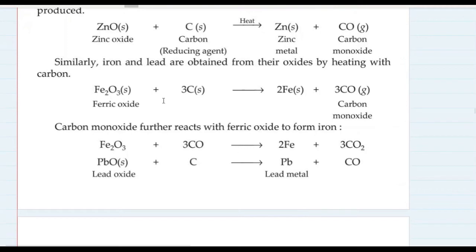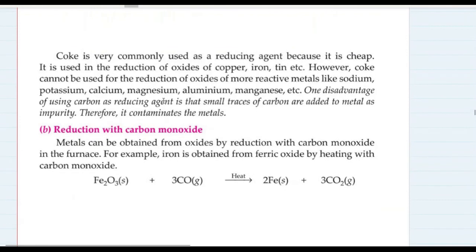They are heated with reducing agents and they give out pure metal and carbon dioxide or carbon monoxide. So coke is very commonly used as reducing agent because it is cheap. Okay, it is used in the reduction of oxides of copper, iron, tin, etc. However, coke cannot be used for the reduction of oxides of more reactive metals like sodium, potassium, calcium, magnesium, aluminium, manganese, etc. One disadvantage of using carbon as reducing agent is that small traces of carbon are added to metals as impurity. Therefore, it contaminates the metals.